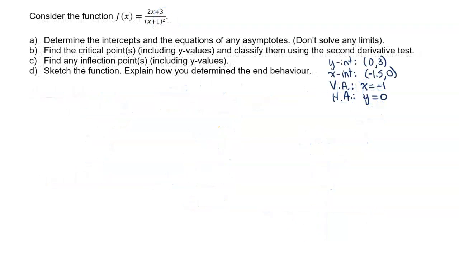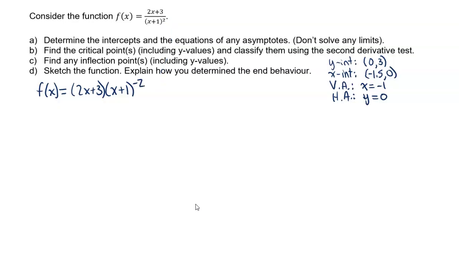So I've kept everything on the right side from what we did in part A. Now let's look at part B. It says find the critical points, including the y values, and classify them using the second derivative test. To find the critical points, we need to find the derivative. Before we find the derivative, I'm just going to rewrite the original function as a product. So I'm going to write it as x plus 1 to the negative 2. That's the same thing as having a positive 2 in the denominator.